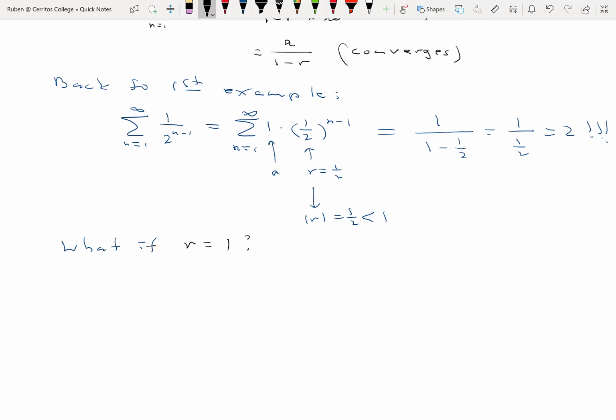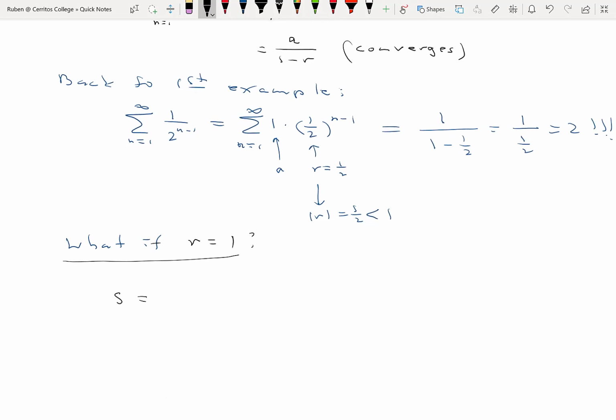Well, if R is 1, what does that mean? 1 equals 100%. That means for your next order, you're going to order 100% of what you ordered before. So if R equals 1, remember the geometric series is A plus AR plus AR squared plus on and on forever. S equals A pizzas, plus A times 1. A times 1 is A. Your second order is the same thing as your first order. Your third order is A times 1 squared, plus dot, dot, dot. What's going to happen?